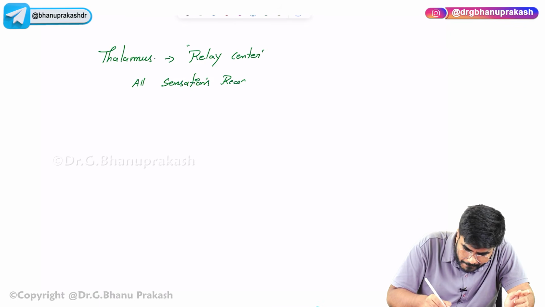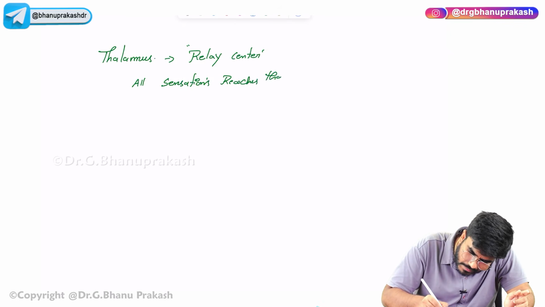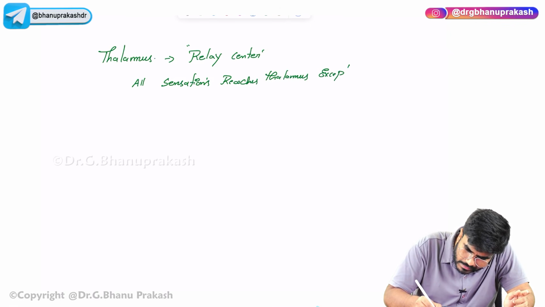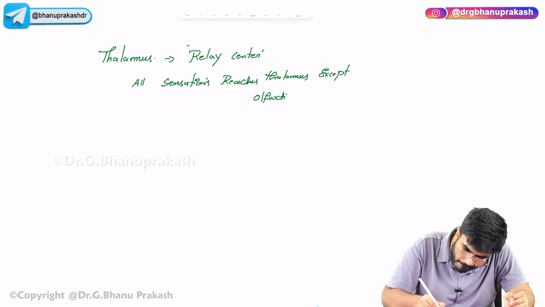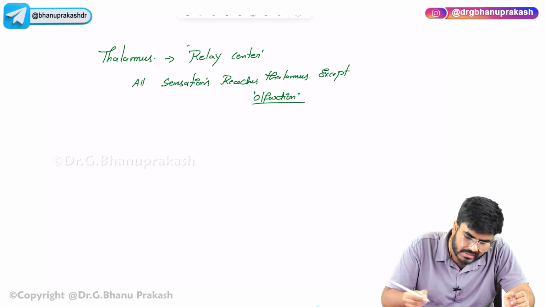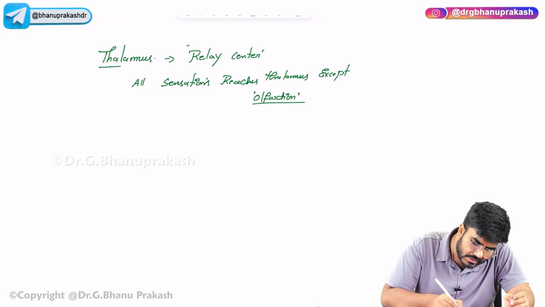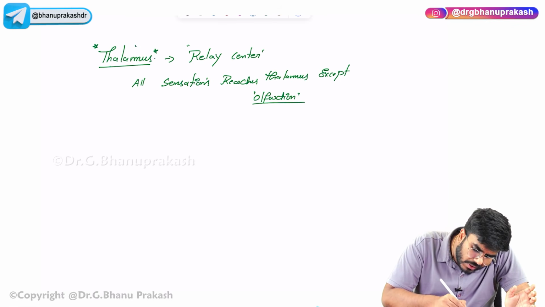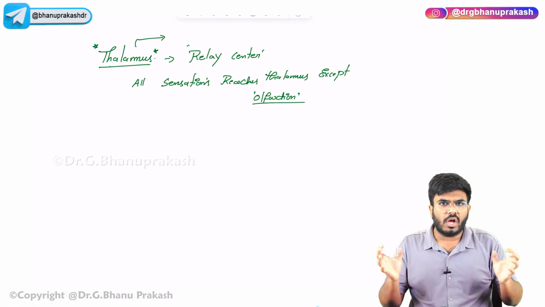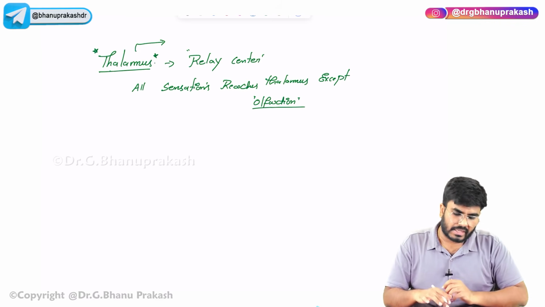All sensations reach the thalamus except, what? Except olfaction. Except olfaction, all the sensations will come to the thalamus. So the thalamus is mainly sensory in function. So which nucleus of the thalamus receives all the sensations? All the sensations are coming to which part of the thalamus?